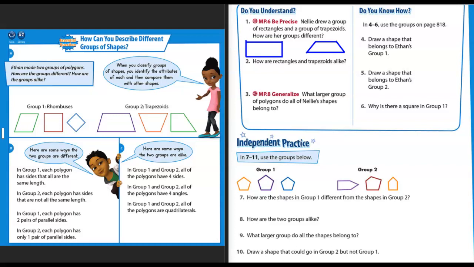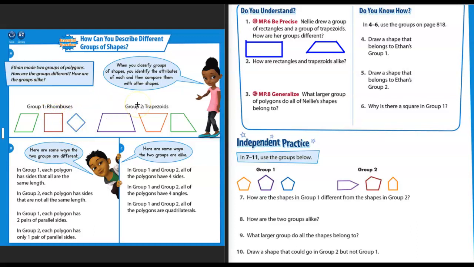Hi everyone. So today we're going to look at grouping or classifying quadrilaterals based on their similarities and differences. So right here Ethan grouped these, group 1, rhombuses. He put rhombuses together because rhombuses all have 4 equal sides. And if you look, these look like they all have 4 equal sides.